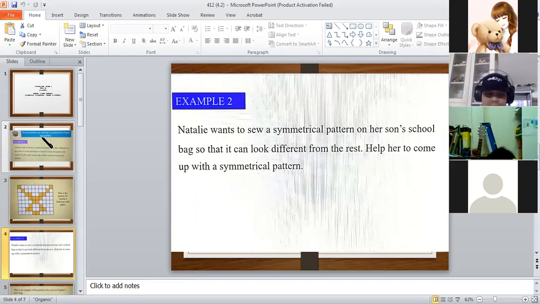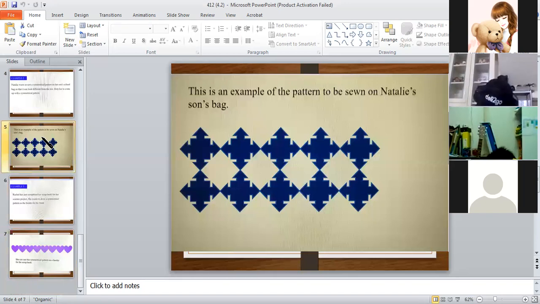This is an example of a question we are going to do later on in the 4.1 and 4.2 sets, but the teacher will upload it now. So how are you going to help her? This is an example of the pattern to be shown on Natalie's son's bag.